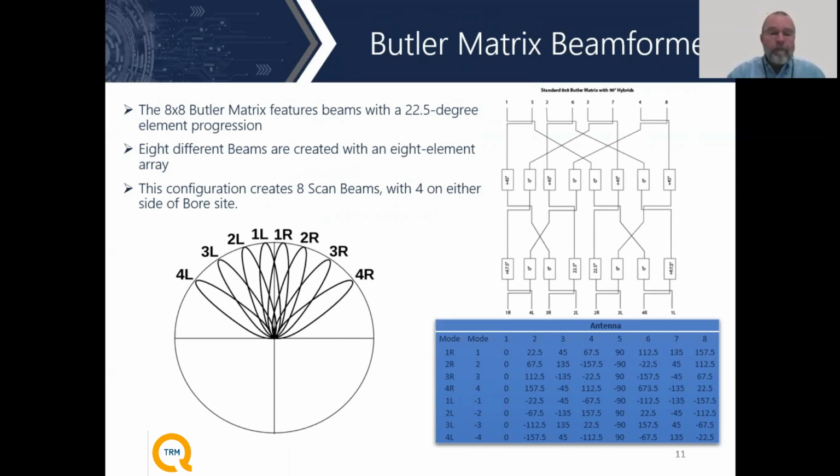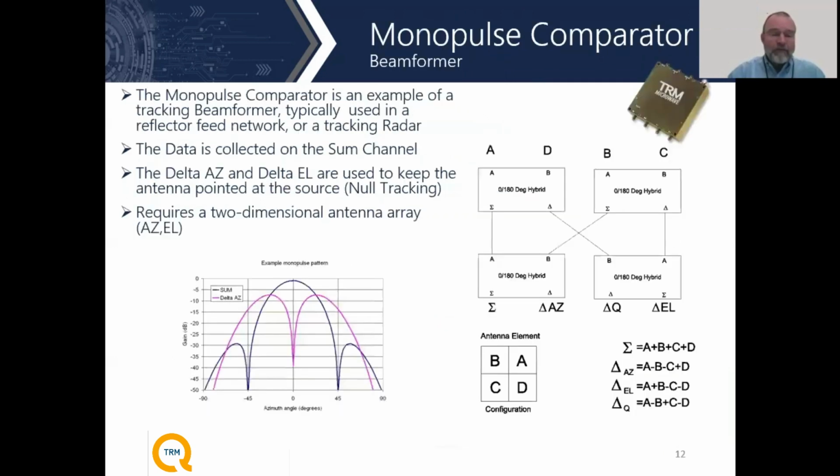So based on the way you described that, I assume that there are other variants that are not associated with the Butler matrix? Absolutely. The Butler matrix is really just one particular subcategory of passive networks. Another very popular one that TRM builds is something called a monopulse comparator. Now, a monopulse comparator is typically used for tracking antennas.